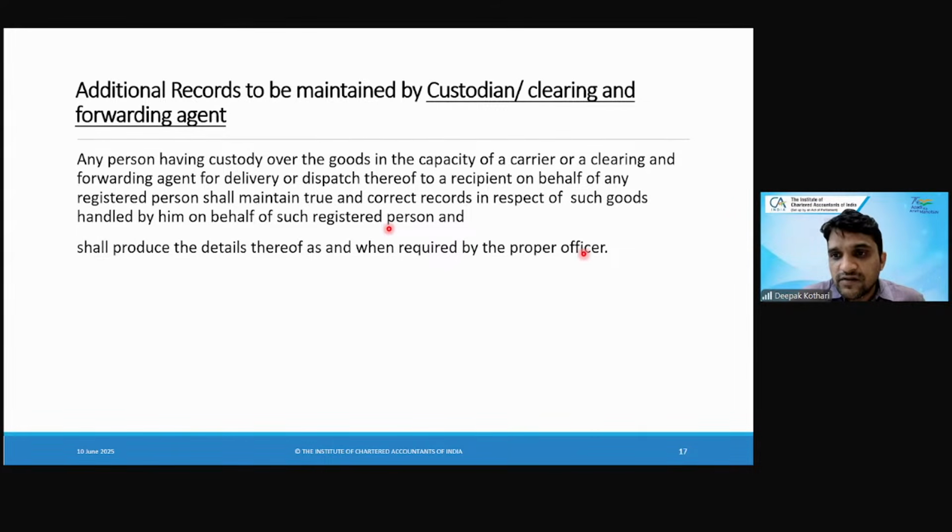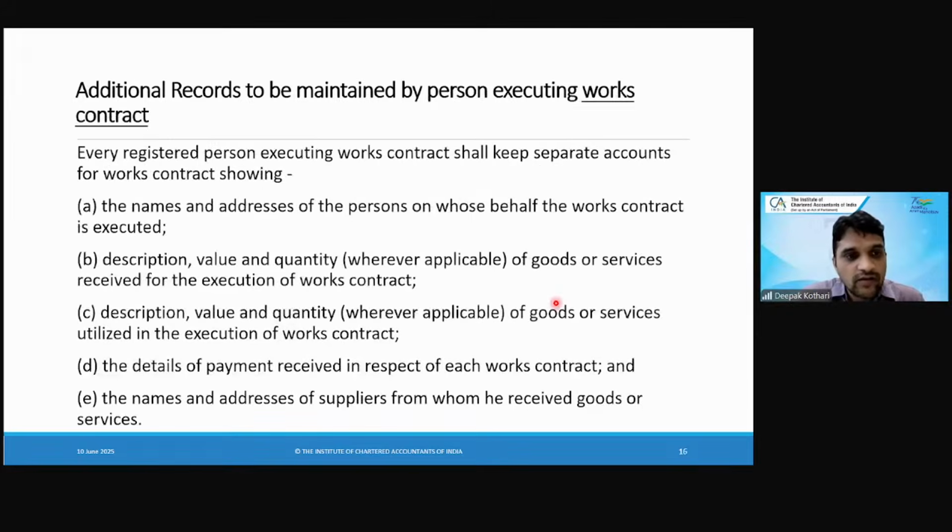E is for goods and services received for providing works contract. E is for names and addresses of the suppliers from whom we received goods. So a works contractor will also subcontract his work to others, because he may not be in a position to execute it fully. He will give it to another subcontractor or other laborers or other suppliers. So such suppliers' details he will have to maintain.